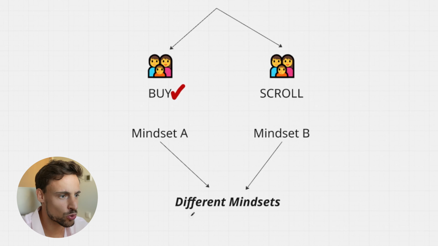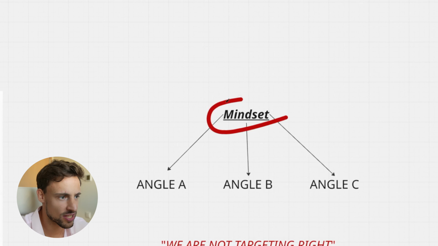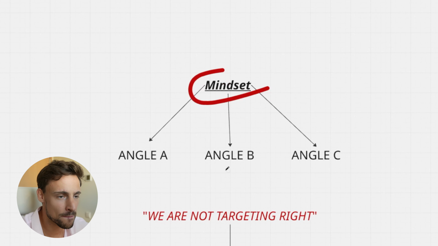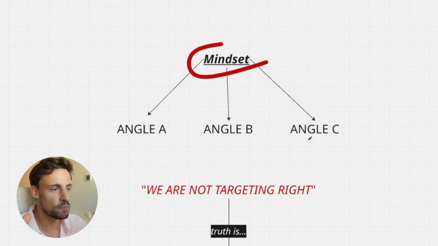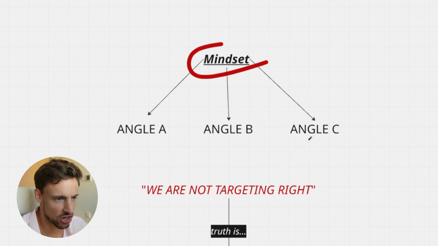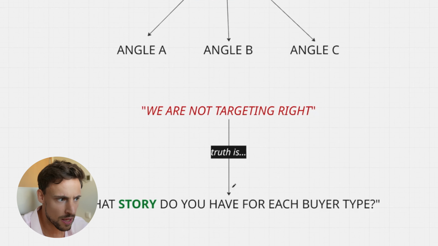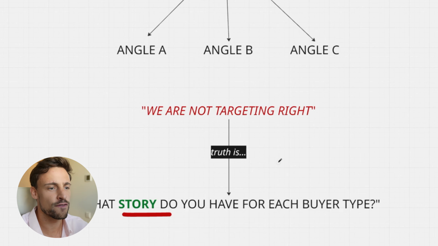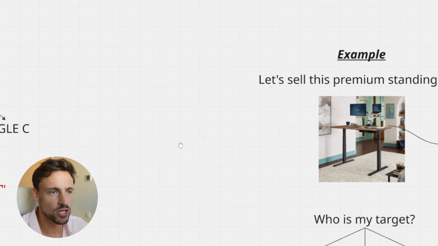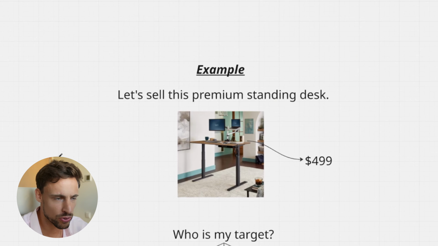And the thing is that we all have different mindsets. If we take our mindset and we divide it in angle A, B, and C, most of the people will just say, oh, we're not targeting right. We need to have and define a better targeting when we do our campaigns or guide better the algorithm. But the truth is, the question that you need to ask yourself is, what story do you have for each buyer type? So let's say we have this premium standing desk sold for $5.99.